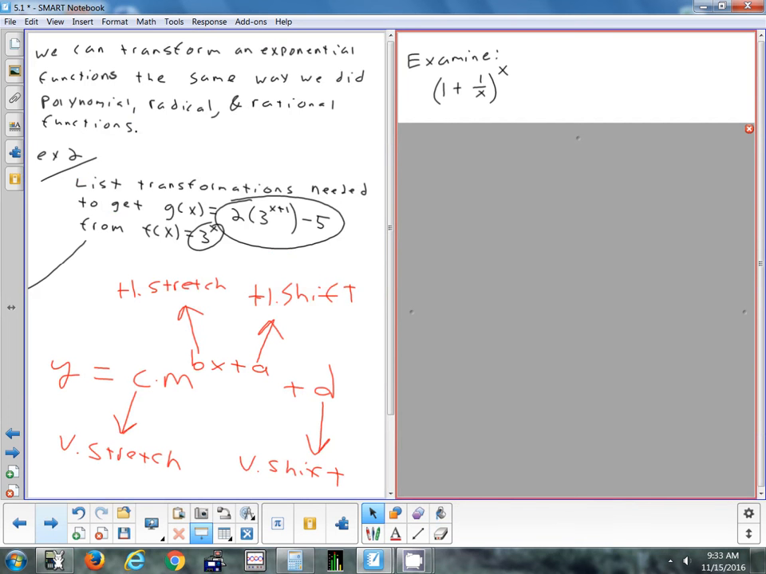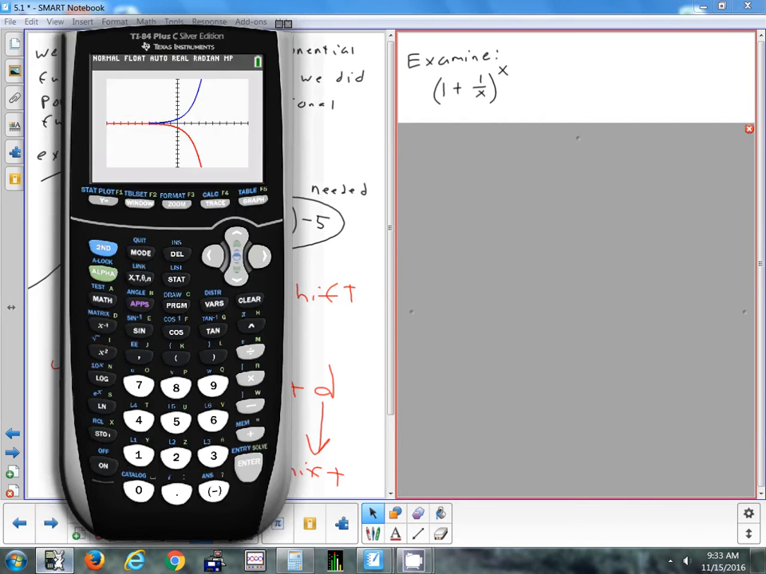All right, so this function, I just want you to watch me draw it and see if you notice something. So I'm taking 1 plus 1 over x.